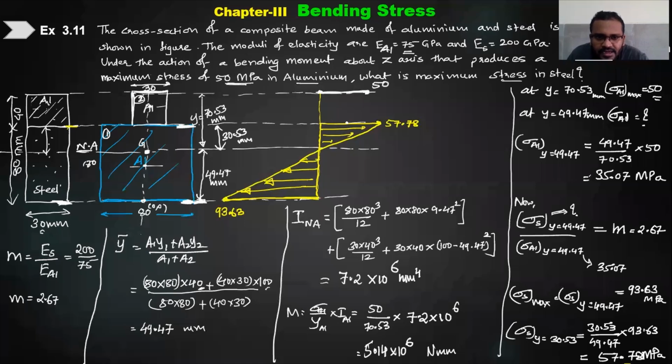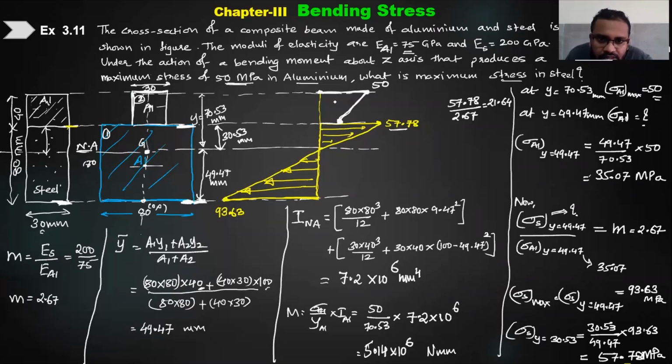Now tell me, on this layer, how much stress will come in aluminium? See, we have not found that. This is 57.78; if we divide it by the modular ratio, we will get the value here. That value will be 57.78 divided by modular ratio, which is 2.67. Can you give me how much this value is? 21.64. So I should get a value of 21.64 and then I should join this.